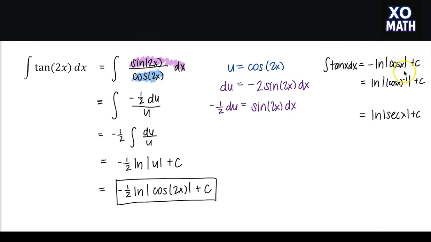So bringing this negative 1 to the exponent in here. Well, cosine x to the negative 1, if I rewrite that, it's going to bring the cosine x to the denominator. So it's going to be 1 over cosine x plus c. And 1 over cosine x is secant x. So these are equivalent answers to the integral of tangent x. So negative natural log, absolute value of cosine x plus c, or positive natural log of secant x plus c. So that being said, this final answer over here could also have been positive 1/2 natural log of secant of 2x plus c.